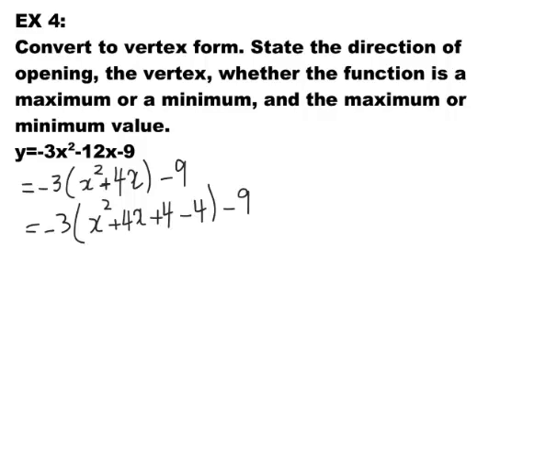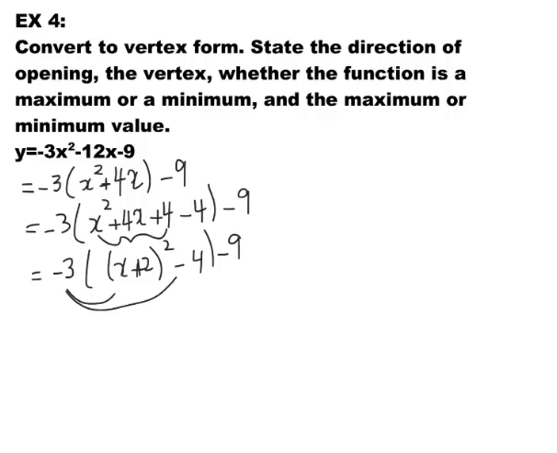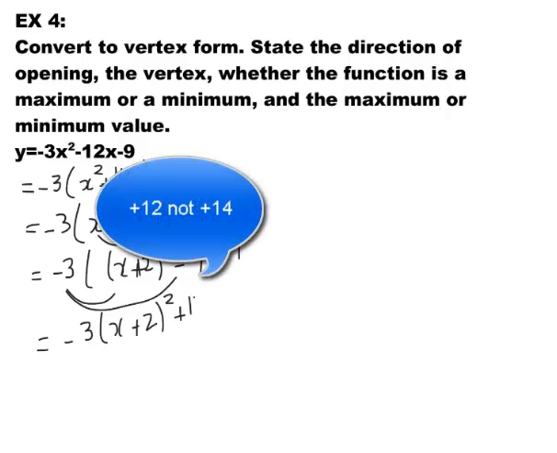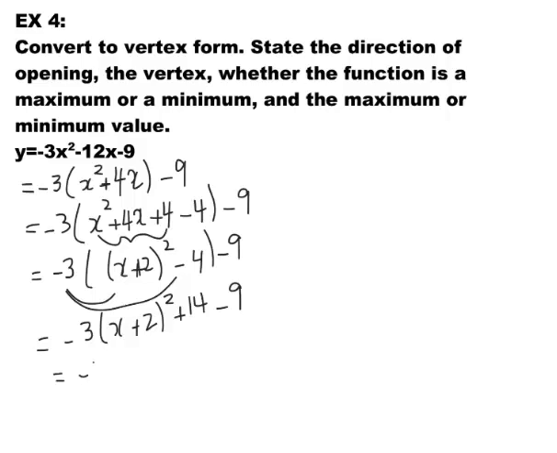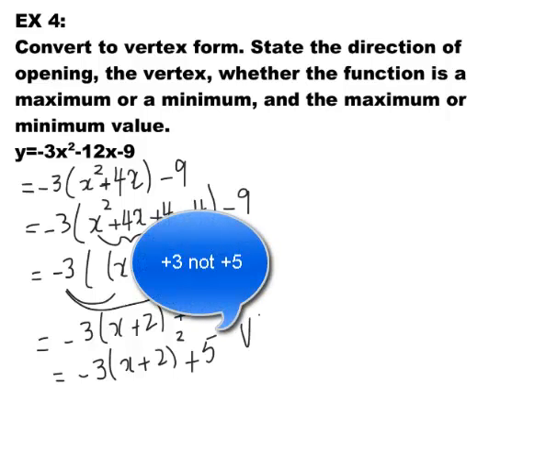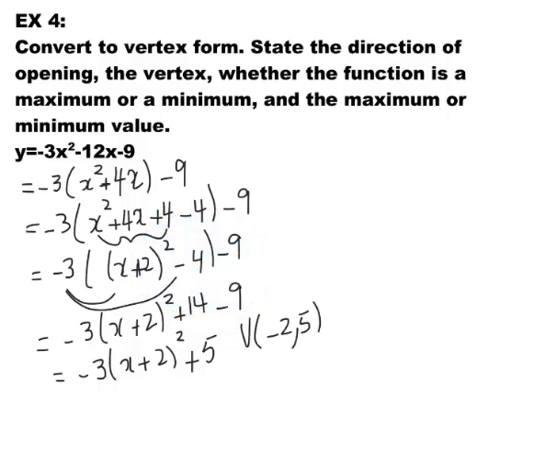Now, these three terms, I can write it as x plus 2 squared, because x plus 2 squared is x squared plus 4 plus 4x, which is the same as this one, minus 4 minus 9. Distribute negative 3 inside, we get negative 3 x plus 2 squared plus 12 minus 9, which is going to be negative 3 x plus 2 squared plus 5. So this means the vertex is going to be at negative 2 and 5. Remember, the formula is x minus h. If this one is plus 2, this means that h has to be negative 2.